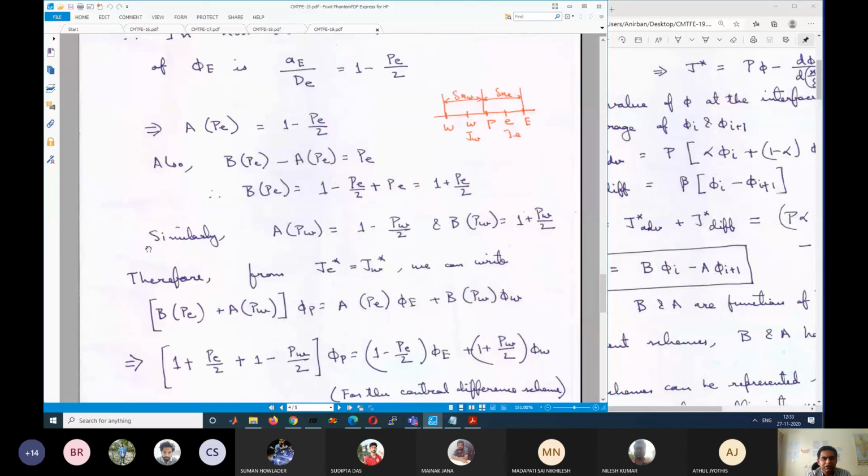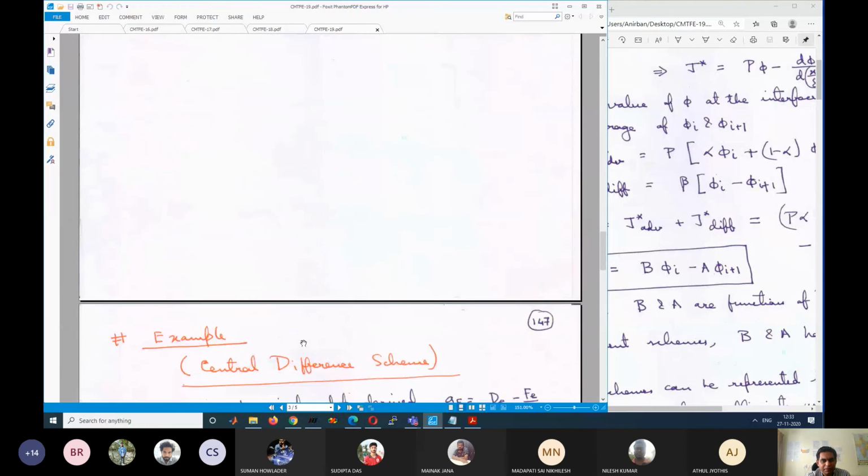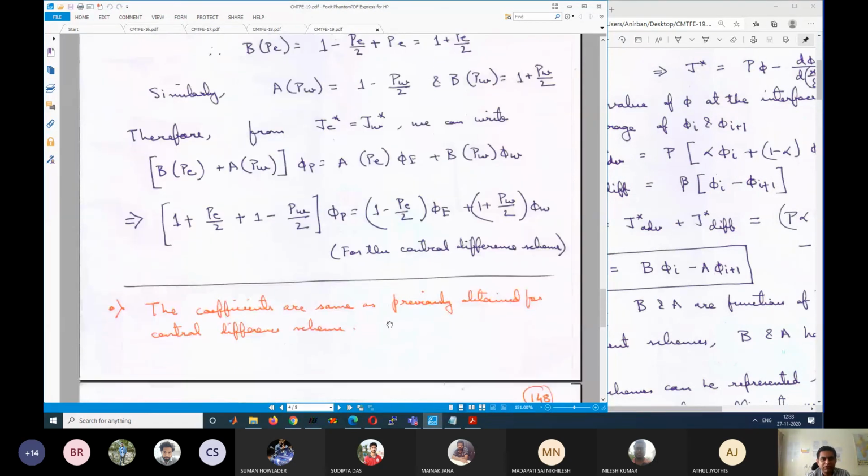Now the discretized equation can be written as B(P_E) plus A(P_W) phi P is equal to A(P_E) phi E plus B(P_W) phi W. That's what we have derived already. You have to write it and replace the values. So this becomes 1 plus P_E by 2 plus 1 minus P_W by 2, times phi P, is equal to 1 minus P_E by 2 times phi E plus 1 plus P_W by 2 times phi W. This is our central difference scheme.